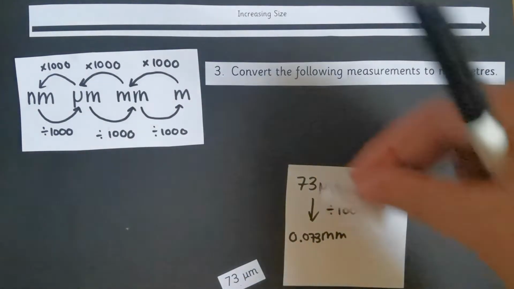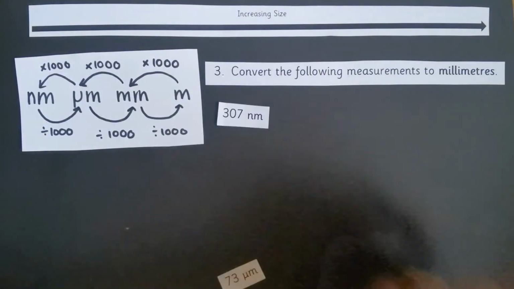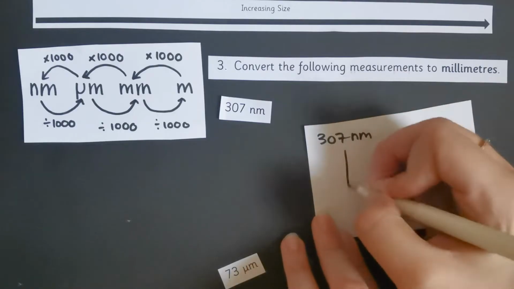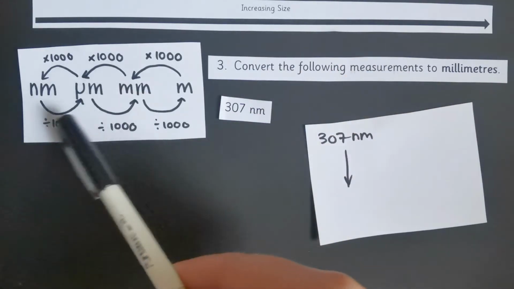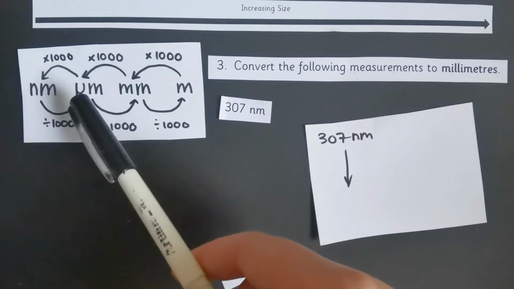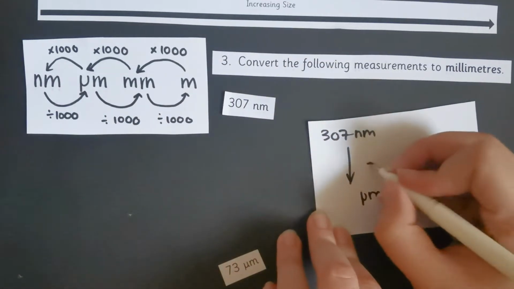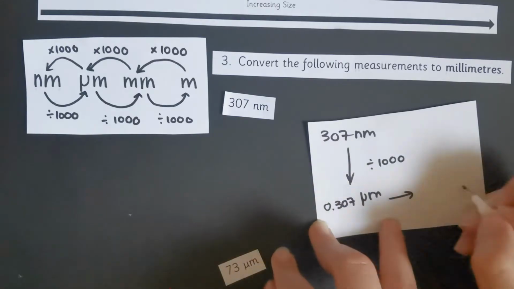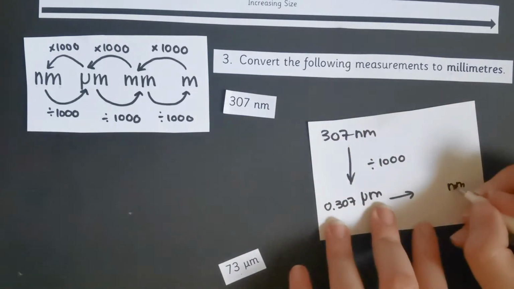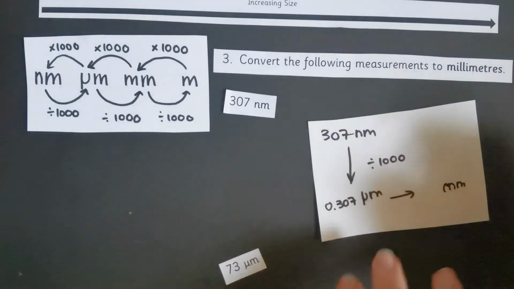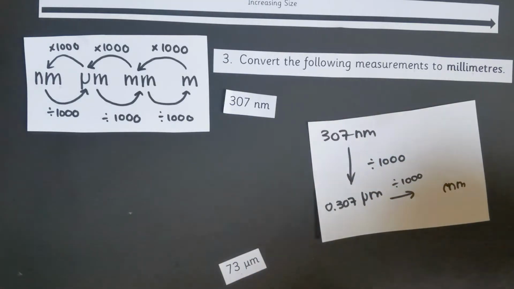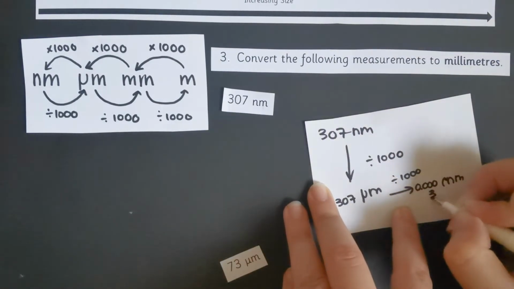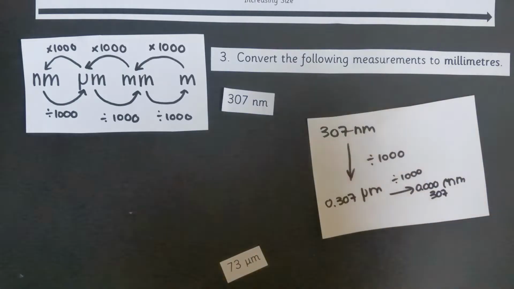All right, and one last example, 307 nanometers. Let's convert that into millimeters. So to go from nanometers to millimeters, we firstly need to convert it into micrometers. So to go from nanometers to micrometers, we divide by 1,000, so we get 0.307. Now to go from micrometers to millimeters, we need to divide by 1,000 again. And so we're going to get 0.000307, and I ran out of room to put it in there.